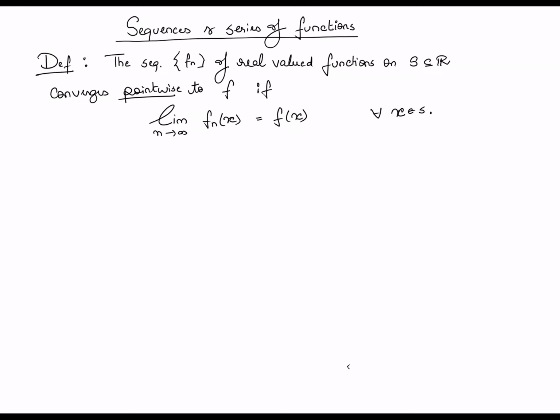You have a sequence of functions fn which are all defined, let's say, on some common domain S, which is a subset of R. We say that this sequence of functions converges pointwise to another function f, which also of course has to be defined on S, if at every x lying in S, the sequence fn of x, remember this is a real valued sequence, as n tends to infinity, must converge to the value of f at x. That's why the name pointwise, because at every point this sequence of functions converges to the value of the limit function at that point.